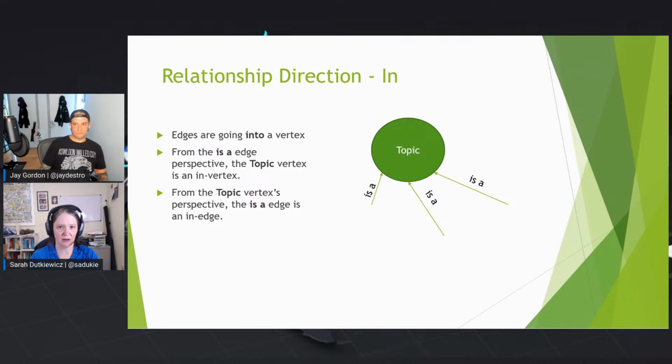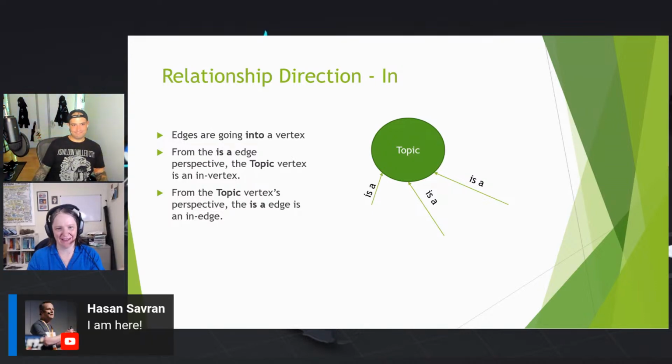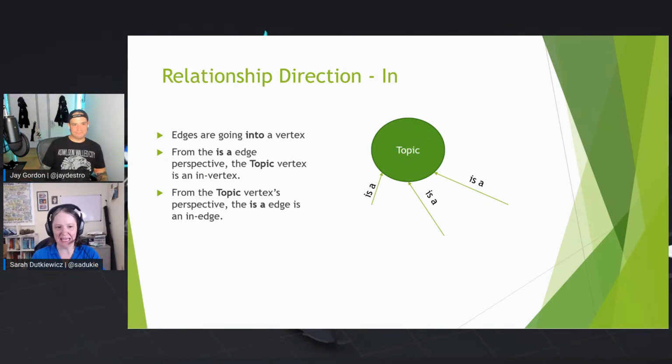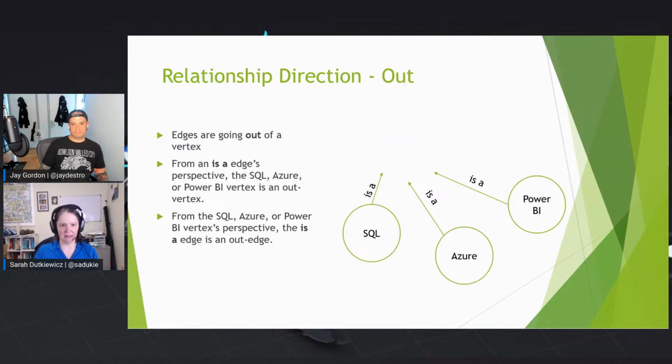Well, relationships or edges, they can come in and go out. So this is looking at a perspective so you can see what's going on. We're looking at the topic. The edges in this case are going into the vertex. The ISA, that is the label of the edge. So understanding the relationship of ISA from the topic's vertex, looking at that, they're all pointing at the topic.